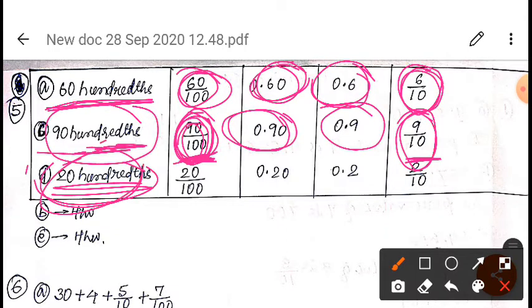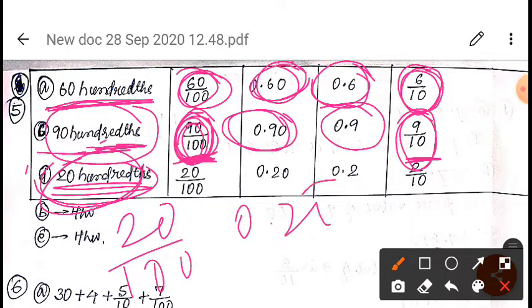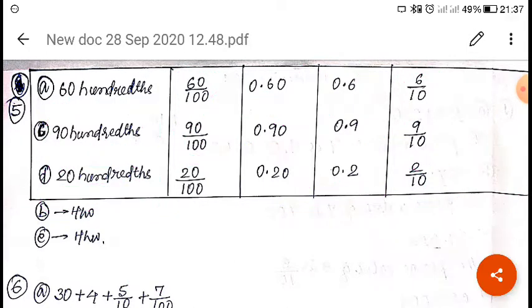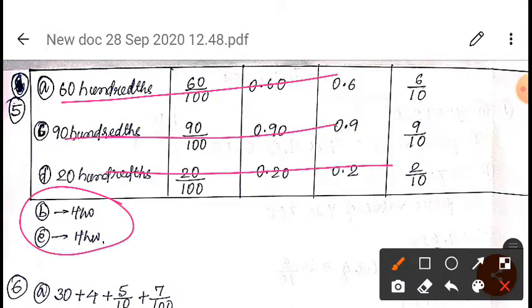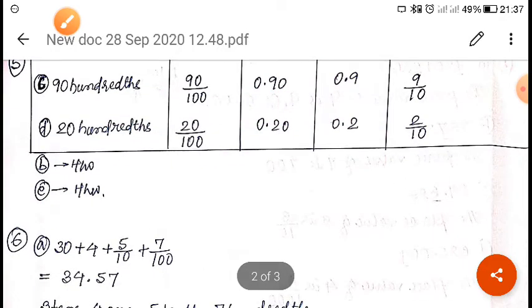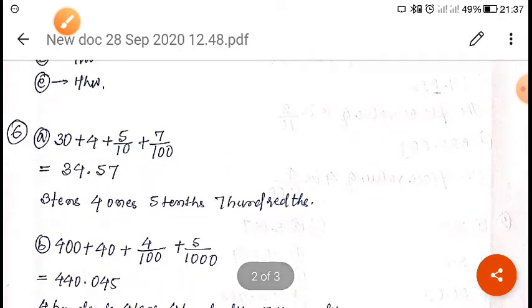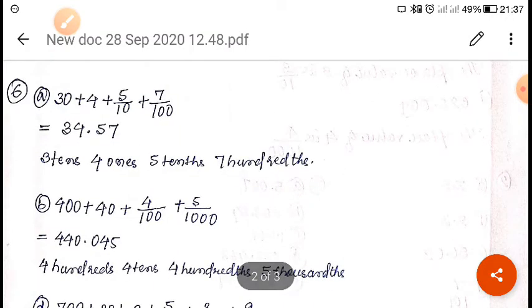Now here again in this question only this is given. Here it is written 20 hundredths, which means 20 by 100. If it is 20 by 100, then we can write 0.20. After that we can write 0.2. After that, 2 by 10. So as you can see here, it is done. And this one is your homework. B and E are homework. You try to do it at home and send it to me on the mathematics group.